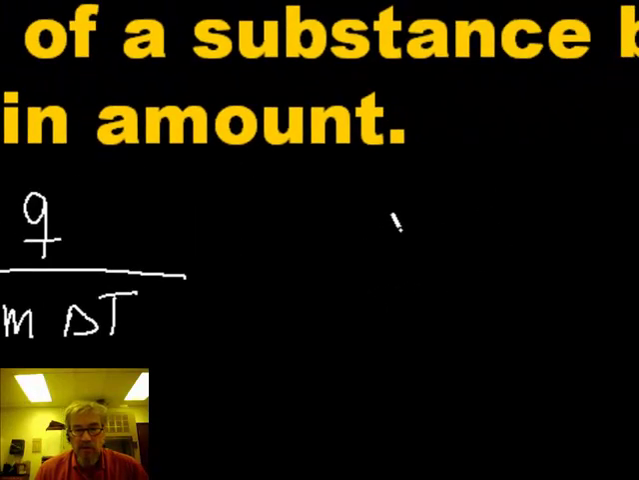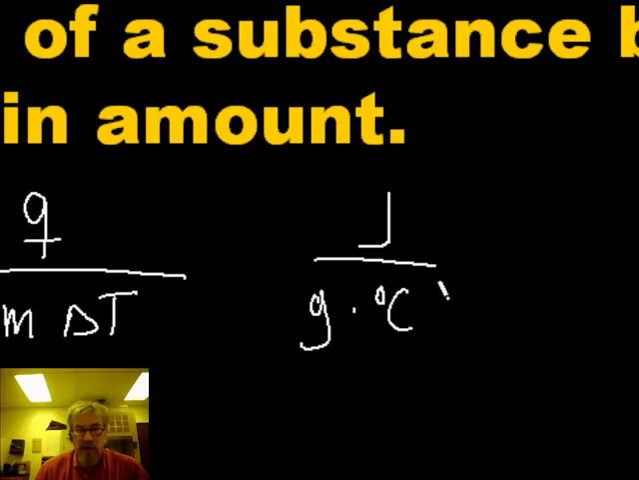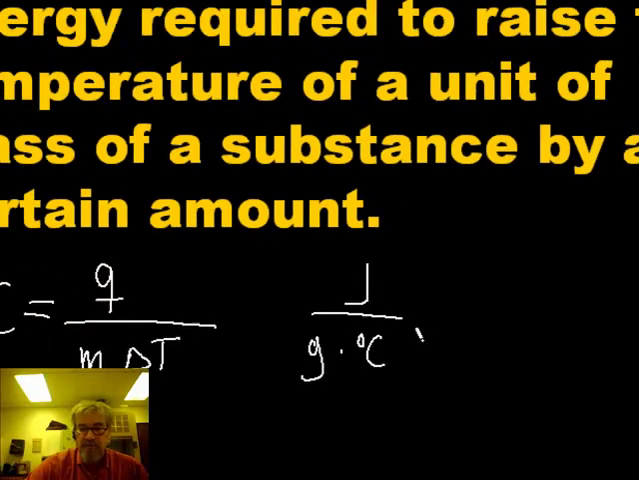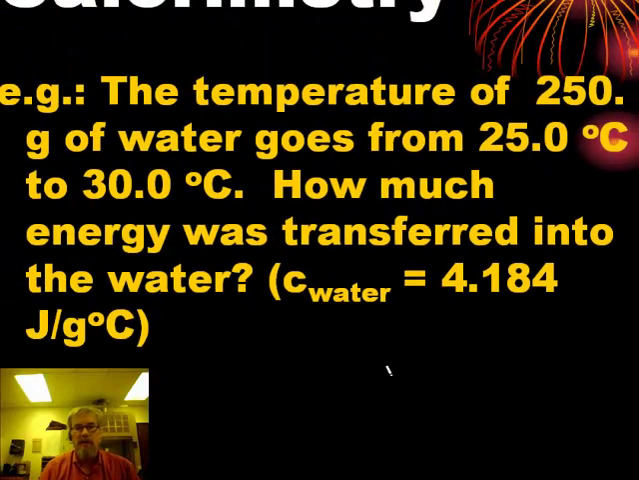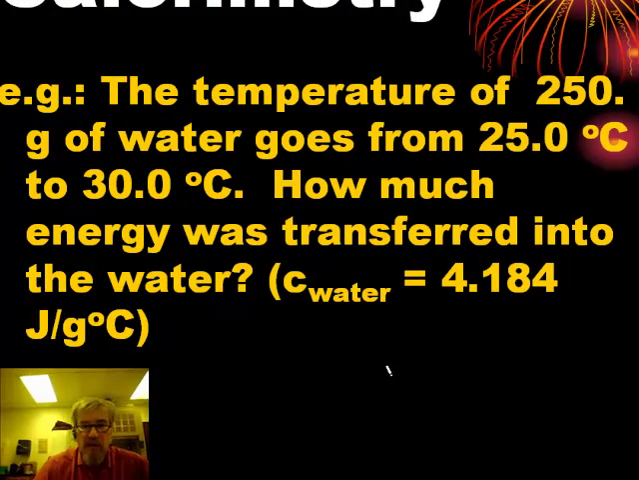The units of this would be typically joules over grams, because that's how we measure mass, times a temperature unit like kelvins or degrees C. Here's an example problem. The temperature of 250 grams of water goes from 25 degrees up to 30 degrees C. How much energy was transferred into the water?